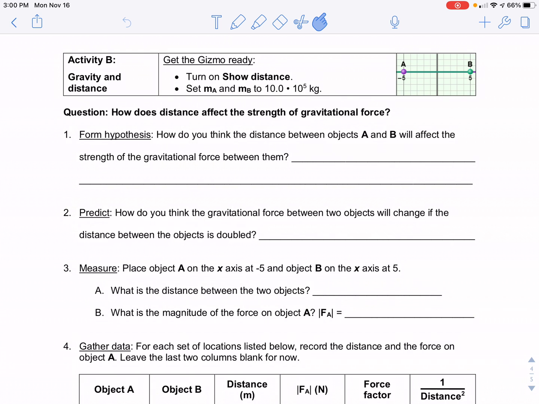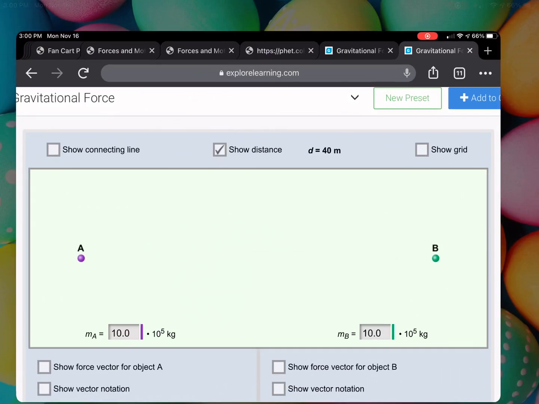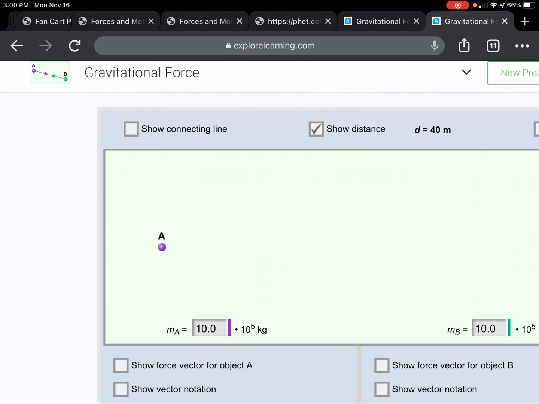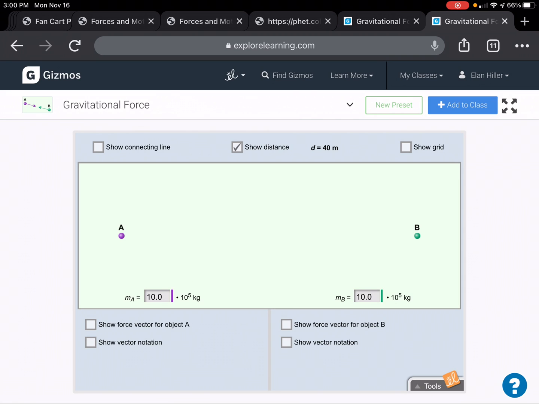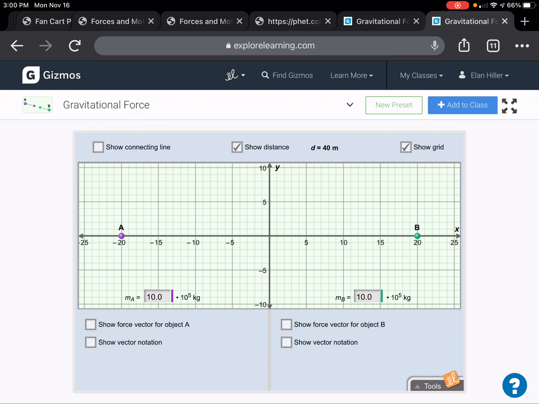Okay, now that you're back, now that you've had a chance to make your hypothesis and prediction, let's go ahead and actually measure. What we're going to do is place object A on the x-axis at -5 and object B on the x-axis at 5. It might even be helpful to turn on Show Grid, which is the upper right-hand box. There we go. I'm going to slide object A over to -5, and B has been slid over to 5.